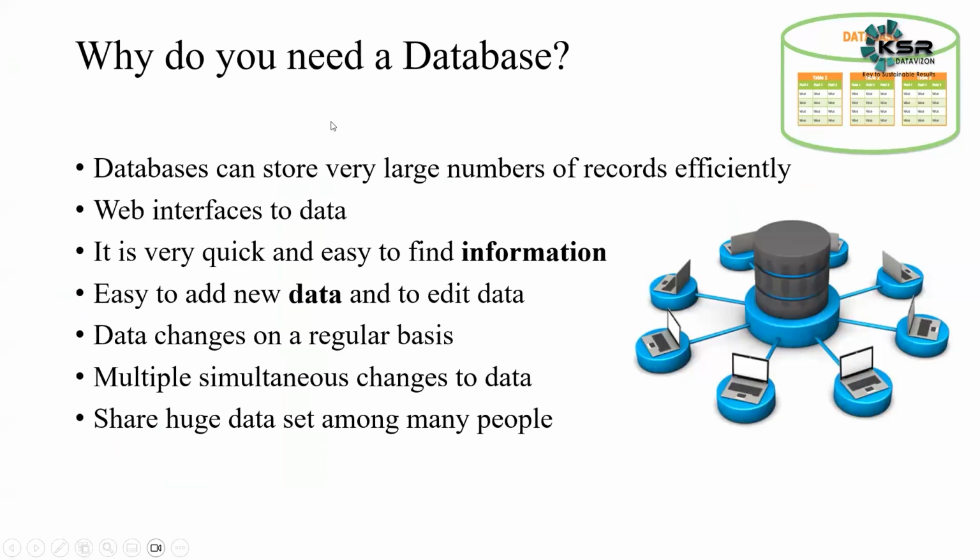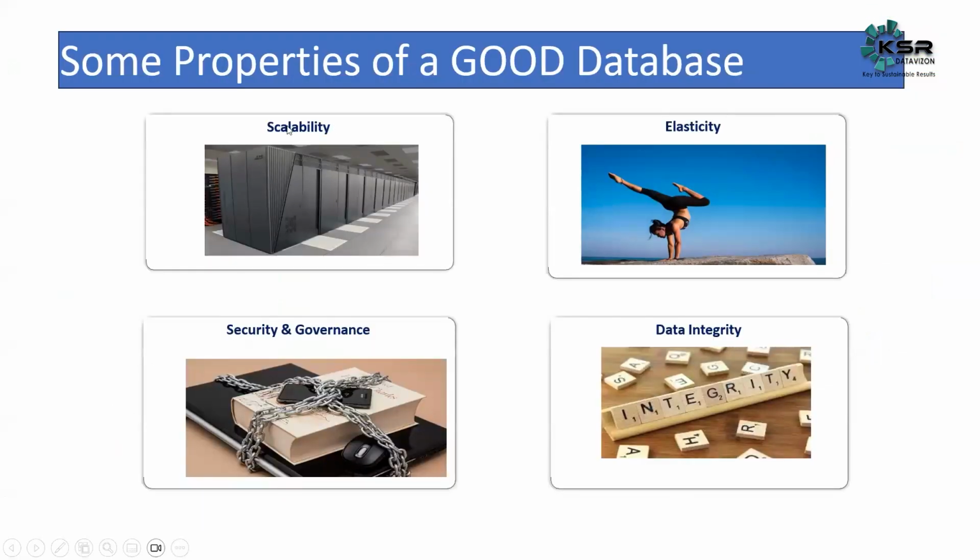Now, some properties of a good database. The four important properties of a database are scalability, elasticity, security governance, and data integrity. Let's understand the first important point, called scalability. What do you mean by scalability? Any idea? What is the general meaning of scalability?